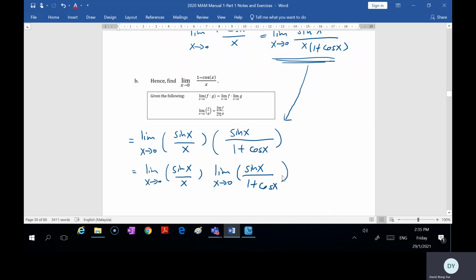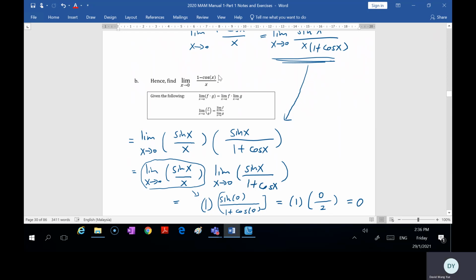Okay, so now it becomes the limit of sin x over x times the limit of sin x over 1 plus cosine x. So for the first one, we know it's just equal to 1. Okay, for the second one, we can simply substitute 0 into it. And we know sin 0 is 0, cosine 0 is 1, so 0 over 2, which is 0.